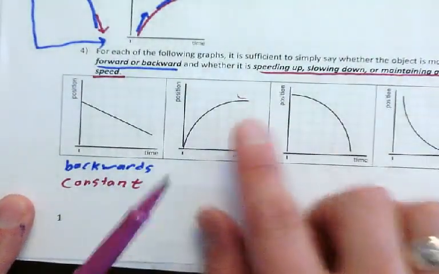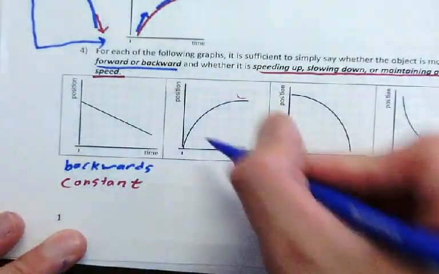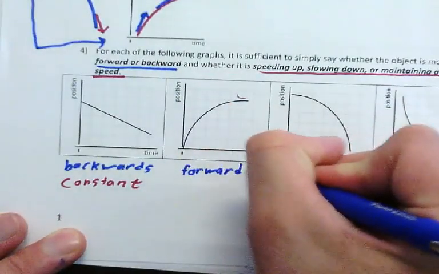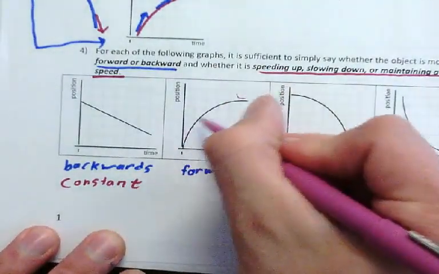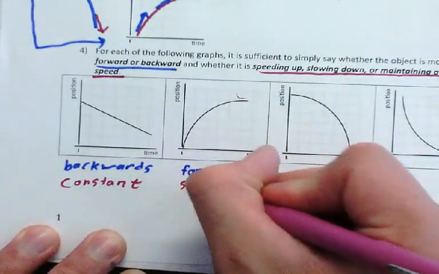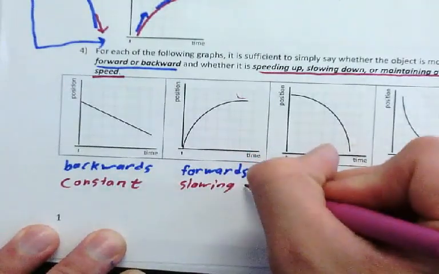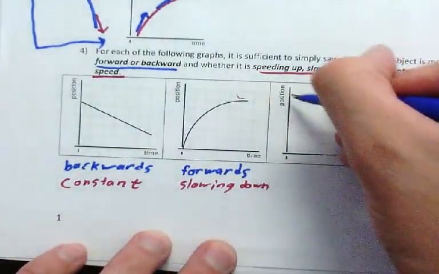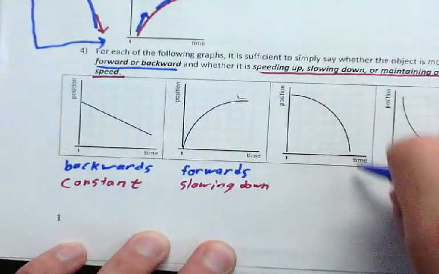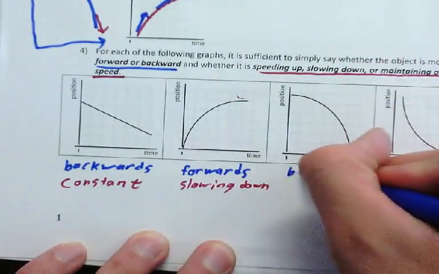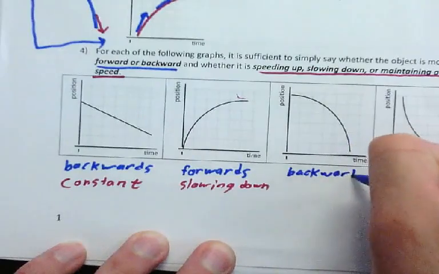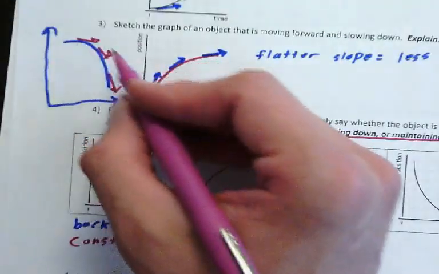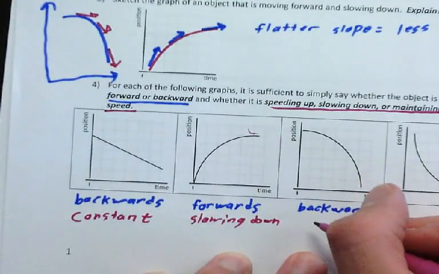We talked about this one already. Okay, we said this is going up on the position, so it's forwards. And it's getting flatter, so we said that would be slowing down. We talked about this one already too. We said, again, it's getting lower on the position, so it's going backwards. And we said this one is speeding up because the slope is becoming steeper. So we're getting more velocity. Again, the fact that it's more negative is fine.